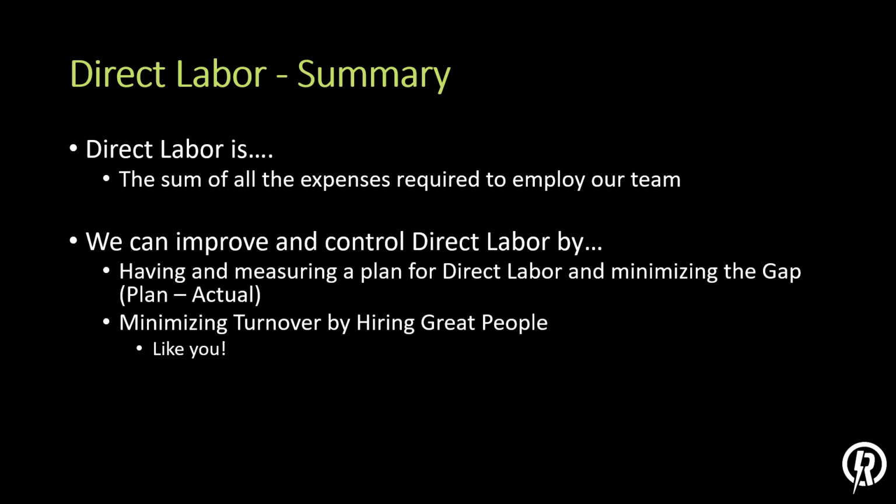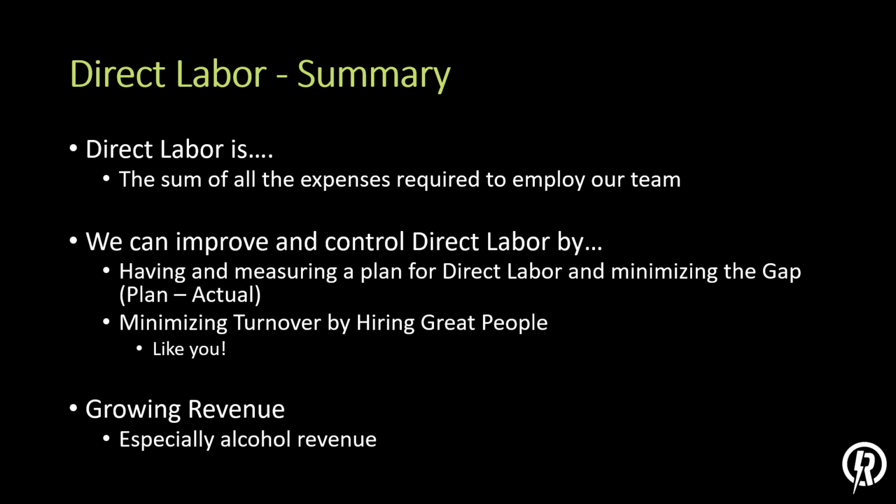You're going to be with us for a long time, be a really productive member of our team. And then finally, by growing revenue, especially alcohol revenue. So we do these three things. We're going to be able to pay our people really well. Our direct labor percentage is going to be totally appropriate and in line. We're going to run a great, profitable business that's creating lots of good profit and respecting all of our stakeholders, including you. And last time, I swear I'm going to say it. Remember, direct labor, what? Say it with me now. Sum of all the expenses required to employ our team.